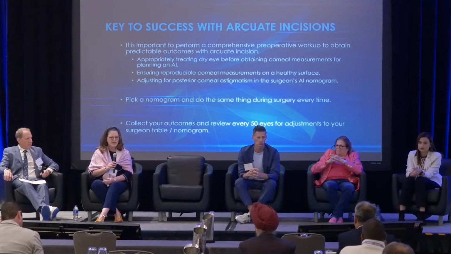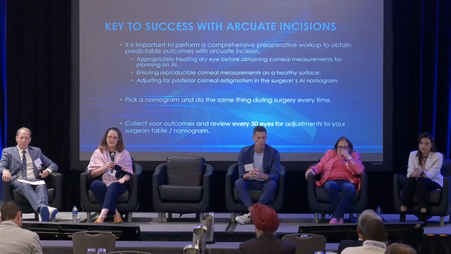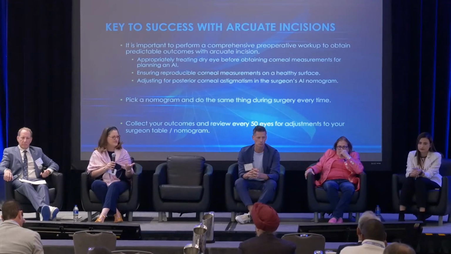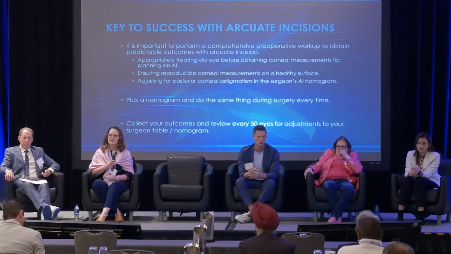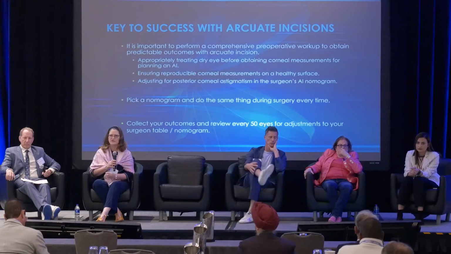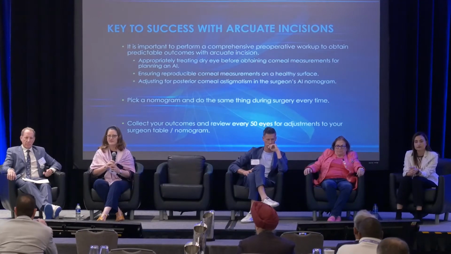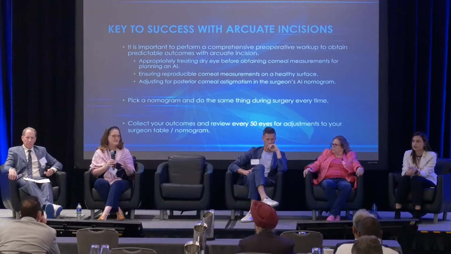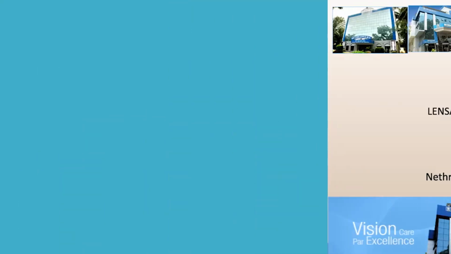And then we want to pick a nomogram, do the same thing every time in your surgery. And then finally, when you're developing that nomogram, you want to retrospectively go back, look at every 50 eyes to see how your performance is. You can adjust that nomogram very easily in the LENSAR system. Your clinical apps person can show you how to do that. It's very sophisticated. You go in on the graph and you move the line up or down based on what your results were for a particular refractive range.